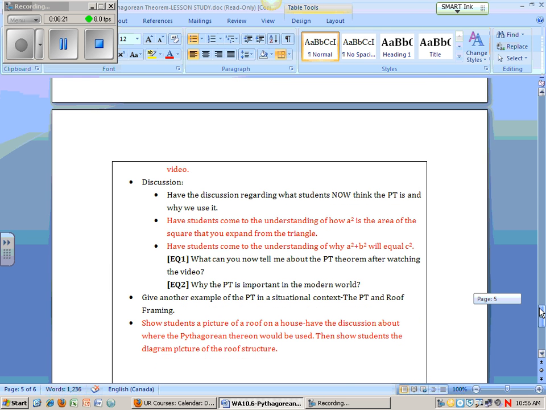For the video, pause the video to discuss questions and understanding throughout, just so you know what students are thinking, what they are seeing, and whether they understand what the video is presenting. For discussion, we also have students come to an understanding of how a squared is the area of the square that you expand from the triangle, and why a squared plus b squared will equal c squared. Instead of just showing it, have them come to that understanding, that that's what it means, all the squares that come off both sides.